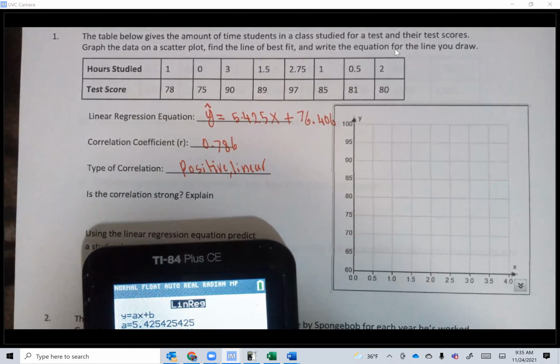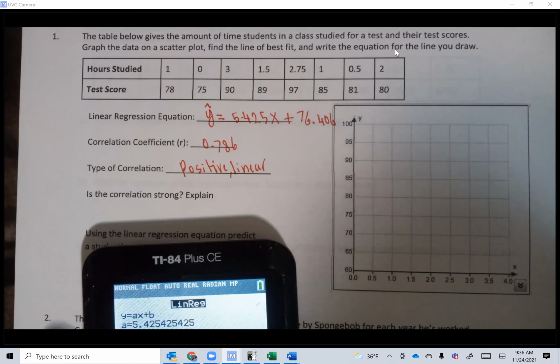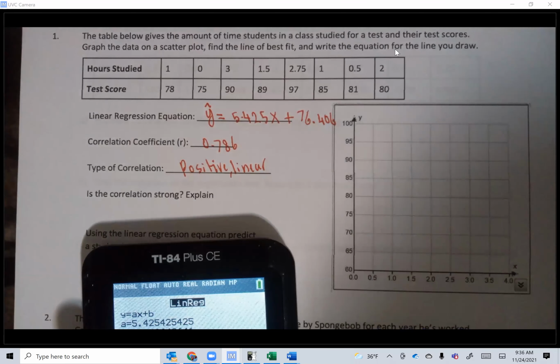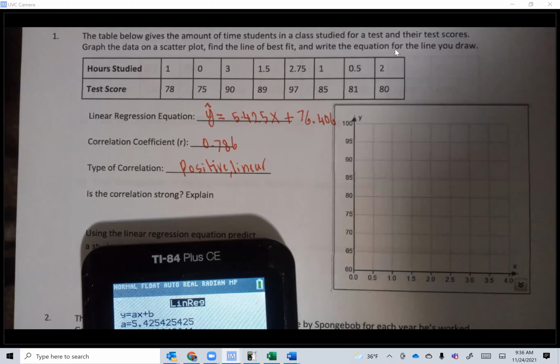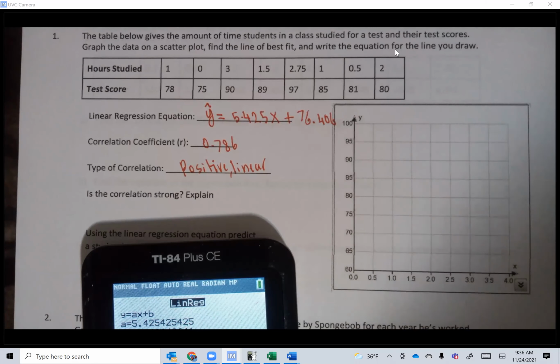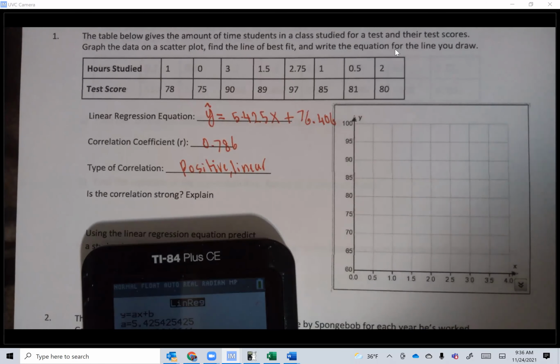Can you explain one more time why it's positive linear? Because it depends on the value of r. If r turns out to be positive, the correlation is positive. That means as x increases, y increases. Negative correlation means as x increases, y decreases. Thank you. Now, is the correlation strong?